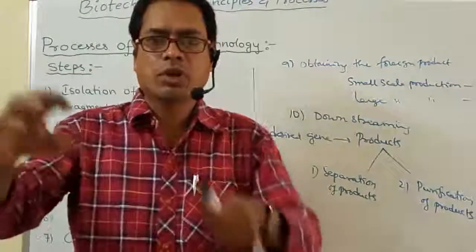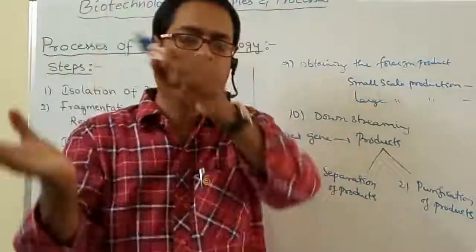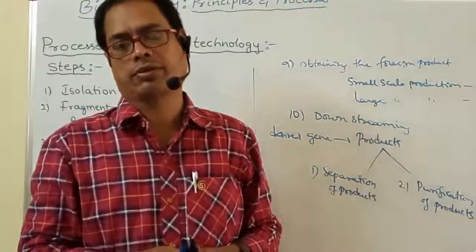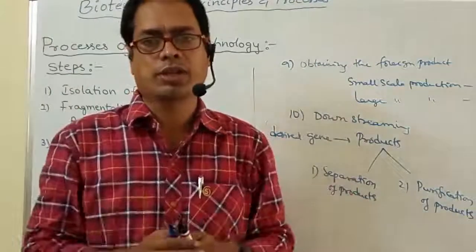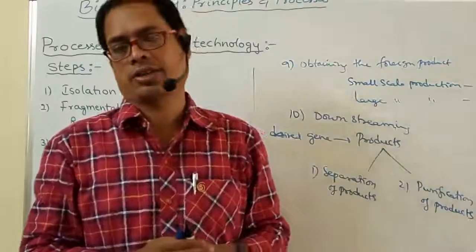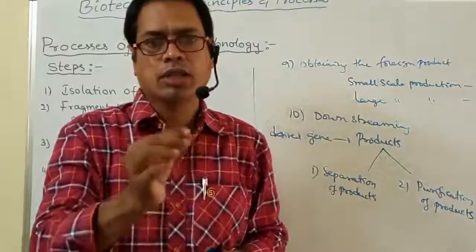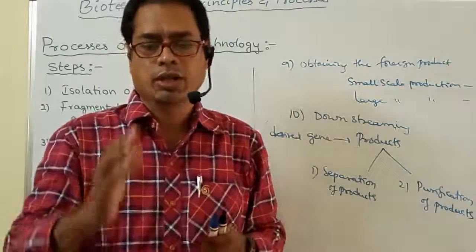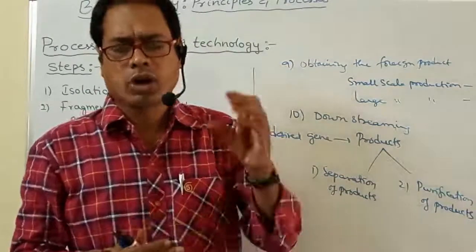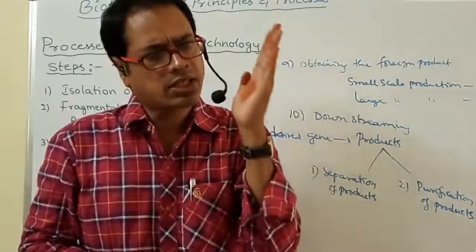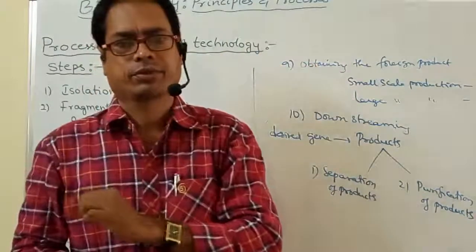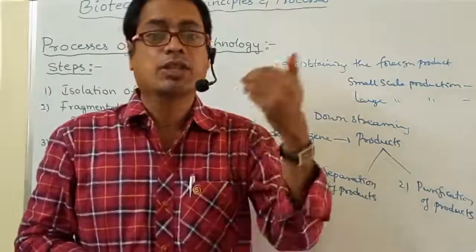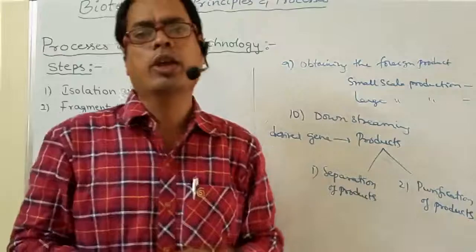So these transformants are used for small scale production in the laboratory, whereas for large scale production we have to use bioreactors. Okay, small scale production means laboratory, and large scale production means bioreactors. The products come from the desired gene. Those products are made on a small scale in the laboratory and on a large scale in bioreactors.